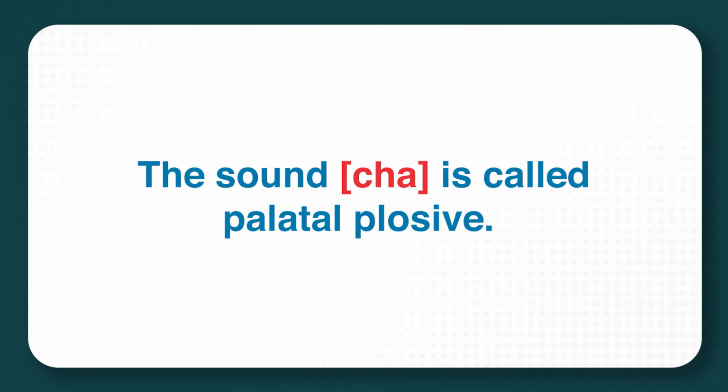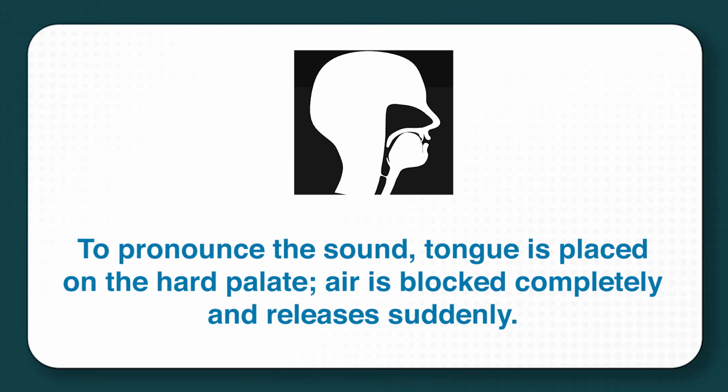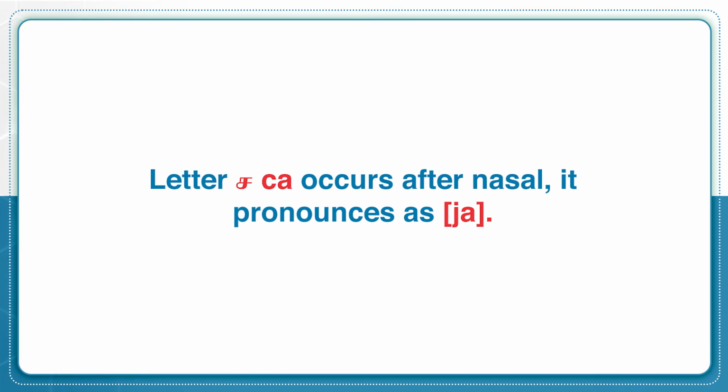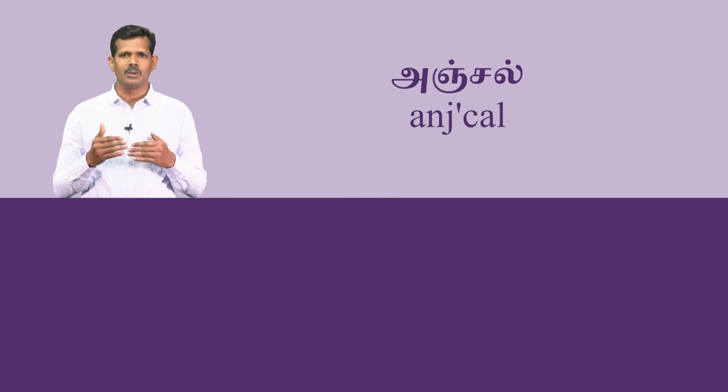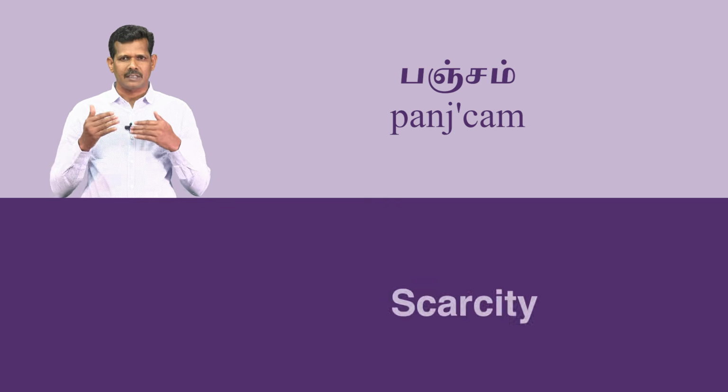The sound cha is called a palatal plosive. To pronounce the sound, the tongue is placed on the hard palate, the air is blocked completely and released suddenly. When the letter sa occurs after a nasal, it is pronounced as ja. For examples, anjal, which means post, panjam, which means scarcity.